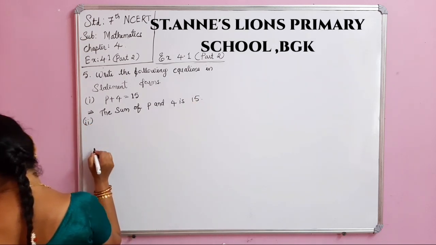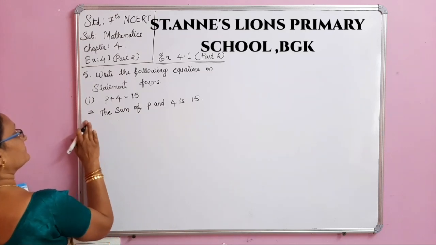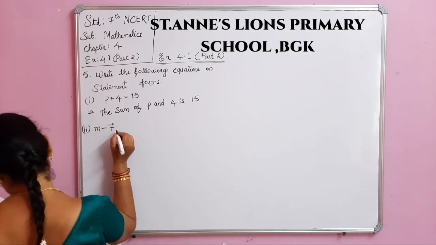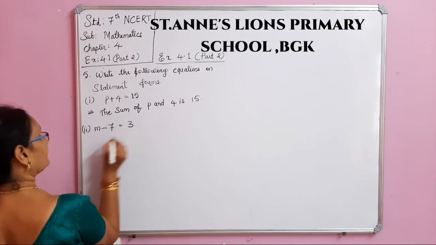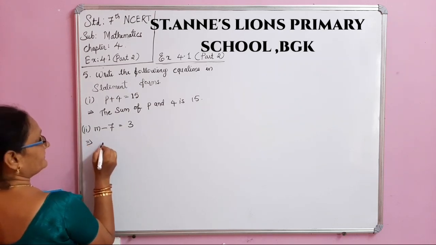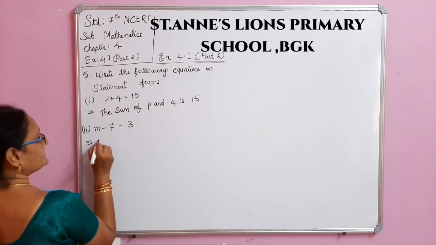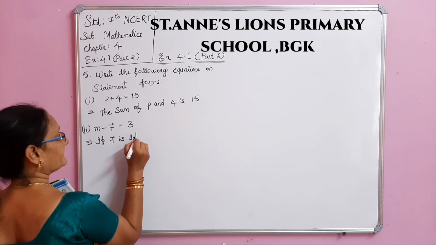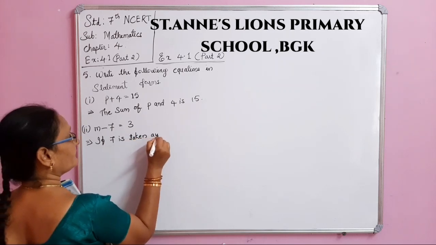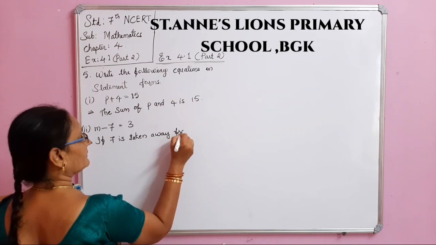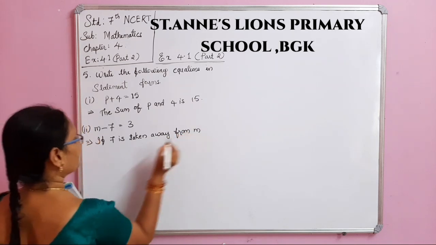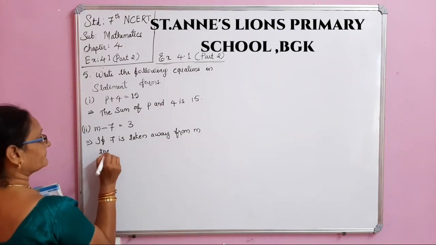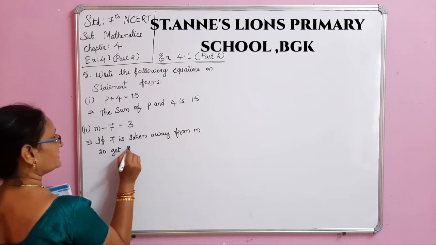Next, second one, m minus 7 is equal to 3. The statement, if 7 is taken away from m to get 3.